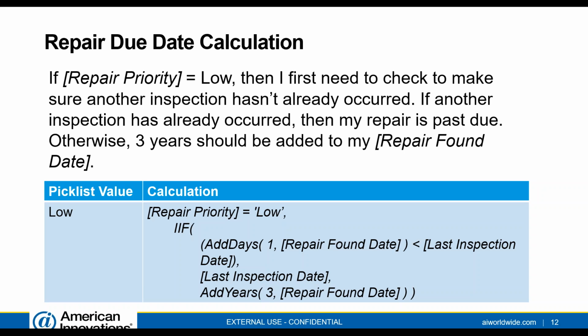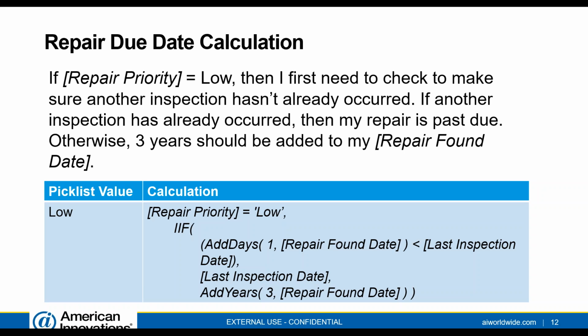If one has been recorded, then we need to mark it as past due, if you will. And I think it makes sense in the calculation expression here, the logic that we're stepping through to get to that. I'll explain it if it doesn't. If there hasn't been another inspection after the initial one where the maintenance item was found, then we're just going to tack on 3 years because that's when my next inspection would be due.